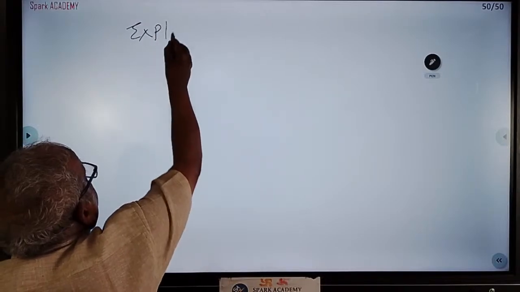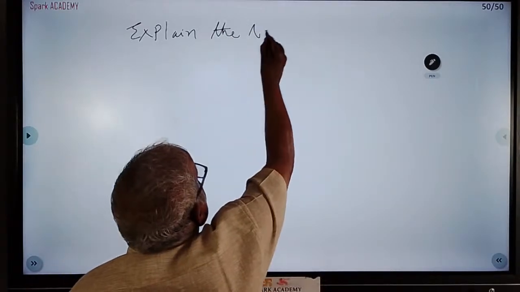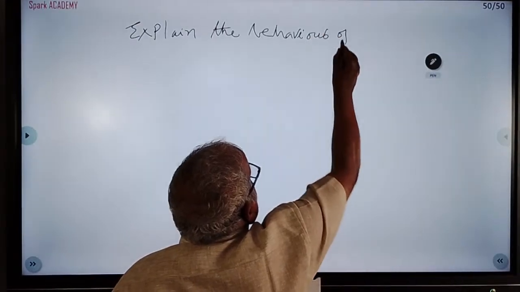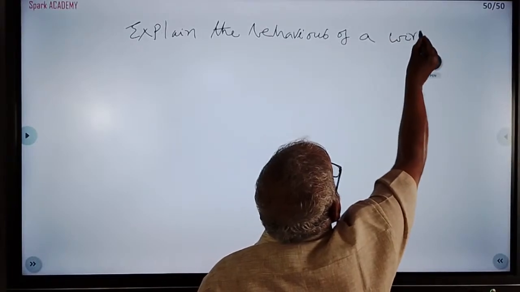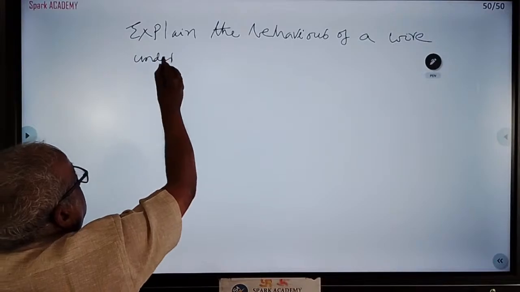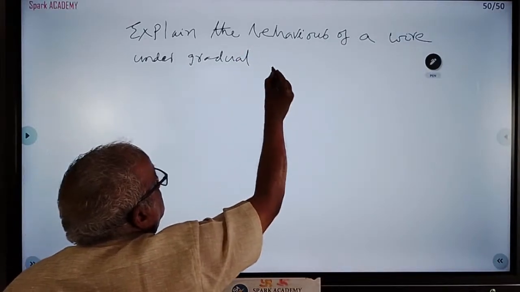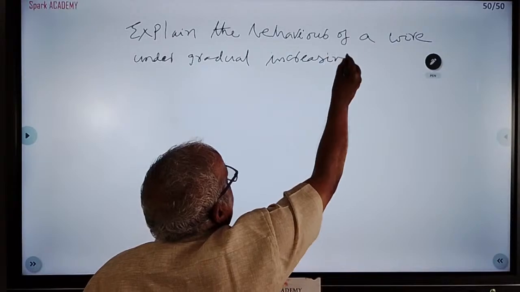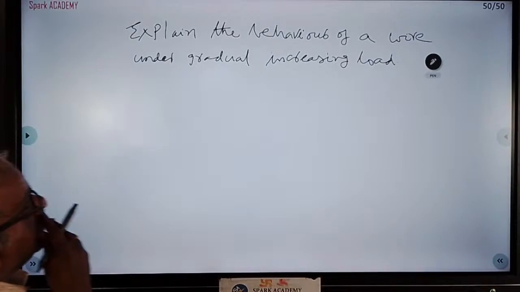Explain the behavior of a wire under gradual increasing load. Gradual increasing load. This is the question, a 4 marks question.